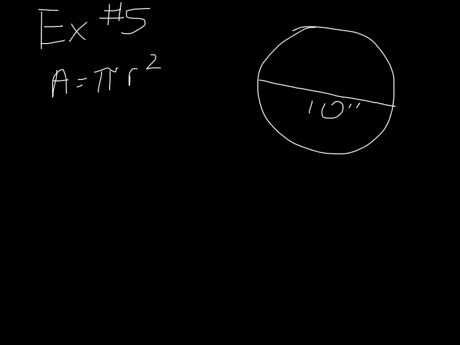Example 5 deals with area of a circle. Remember, area of a circle is pi r squared. So the key to this problem is make sure you cut the diameter in half so that it has a radius of 5, and 5 is what you're going to plug into your formula. So it would be pi times 5 squared, which would be 25 pi if they want the answer in terms of pi, 25 pi square inches, or you could plug it into your calculator to get it to the nearest tenth.